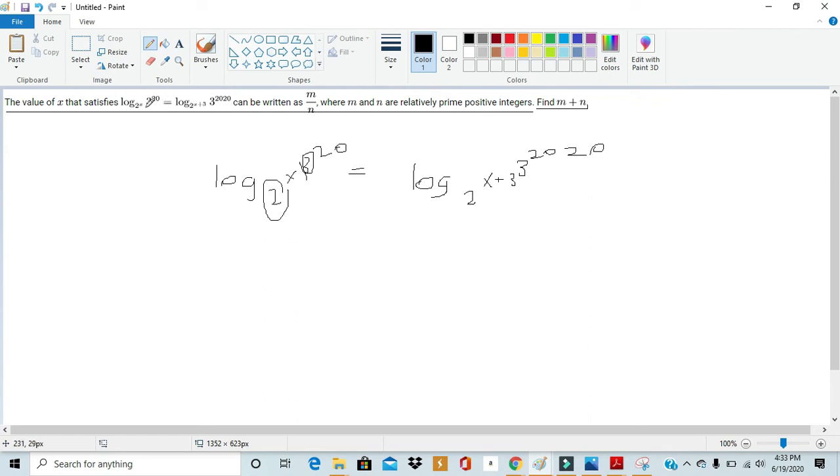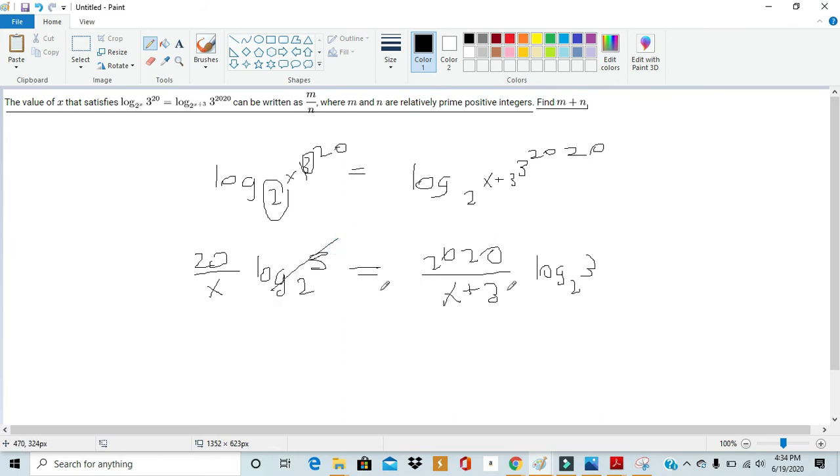So if we apply this property, we can express log base 2^x of 3^20 as 20 over x times log base 2 of 3. Similarly, we can express the right-hand side as 20 over x plus 3 times log base 2 of 3. So we simplified this large scary expression into 2 smaller terms. Now from here, it's clear to see that we can cancel out log base 2 of 3 from both sides. So we get 20 over x is equal to 2020 over x plus 3.